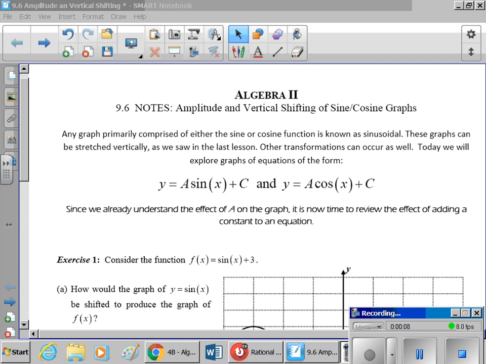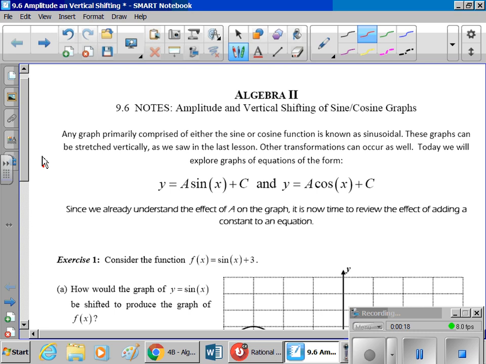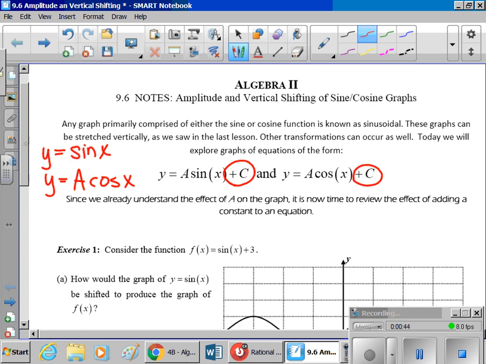All right, I don't know if you finished 9.5, but 9.6, amplitude and vertical shifting of sine and cosine graphs. So to this point, we've seen our usual y equals sine and cosine of x. We've seen y equals a cosine x and a sine x, where a is our amplitude, so it basically just stretches that curve. Today we're going to be adding a c onto the back of it, and all this is going to do is give us a vertical shift. So not so hard. That's why we're trying to take baby steps here, a little bit at a time.